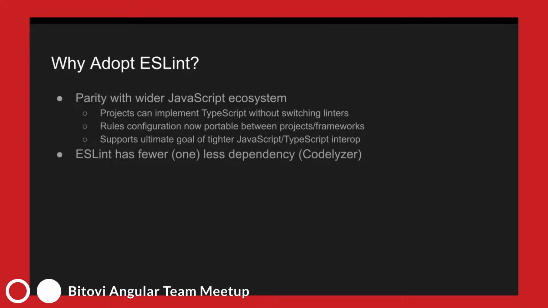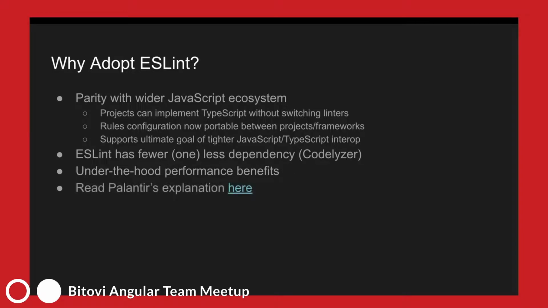ESLint also has one fewer dependency than the old TSLint tool did. There's no longer the dependency on Codelyzer, so that's something that can be dropped. There are some under-the-hood performance benefits as well, which we won't really bother to get into today. But if you're interested in more of the rationale behind why this migration was made, Palantir did a really, really good write-up of why they chose to deprecate the framework and push the community in this direction. Definitely worth a read.